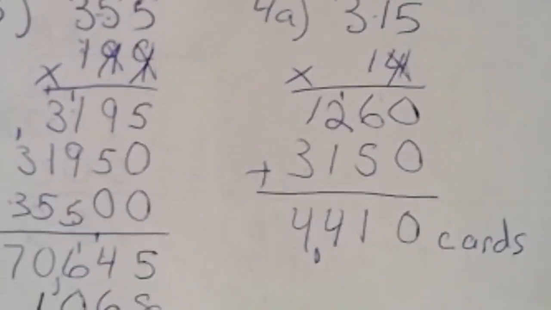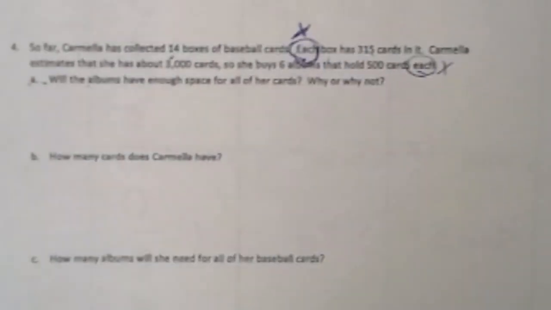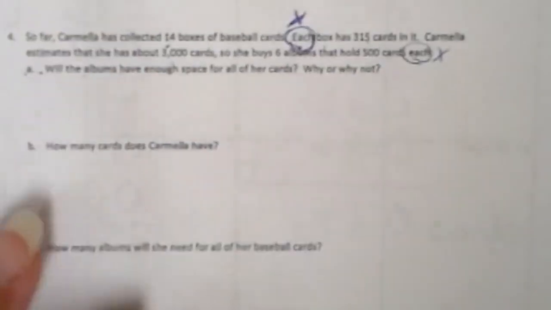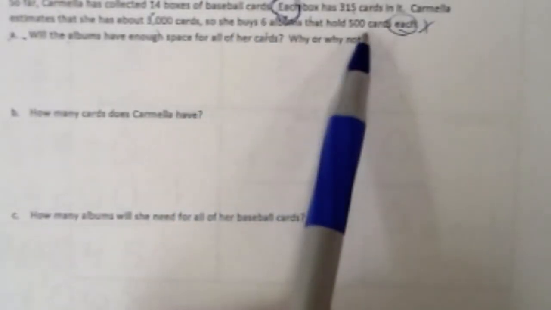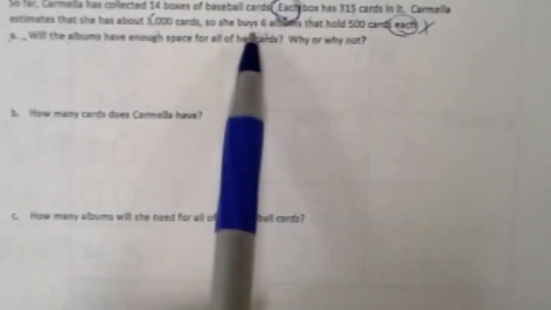That doesn't answer the question. Let's go back to the question. She estimates she has 3,000 cards. Well, her estimate was off, but we'll talk about that later. She buys 6 albums that hold 500 cards each. So 6 albums, 500 cards each. We're going to multiply these together to see what her albums will hold.